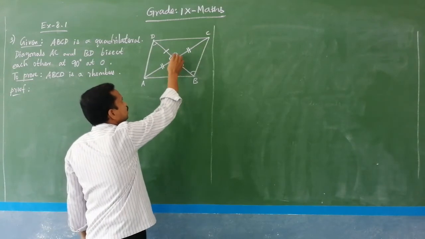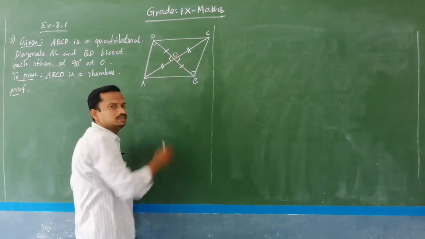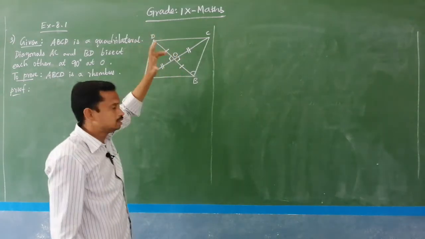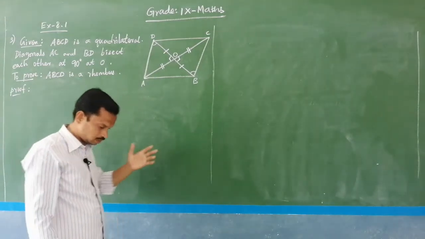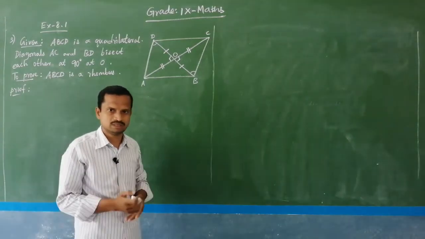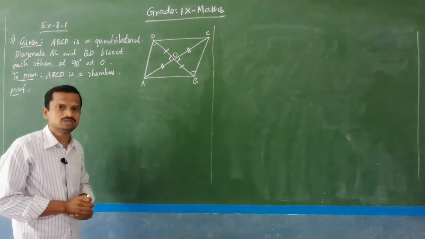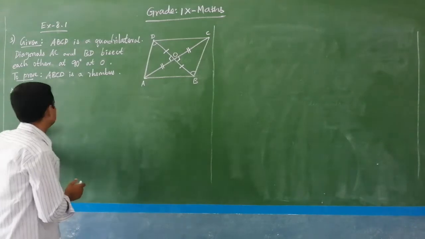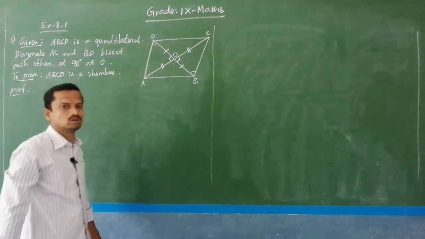So, every angle, this AOD 90 degree, this BOC 90 degree, angle COD 90 degree, angle AOB also 90 degree. So, we can take it like that because it is given the diagonals bisect at right angle. So, right angle means 90 degree, and we have to say ABCD is a rhombus. Okay. So, first let us take in this diagram these two triangles, we are going to prove congruent.